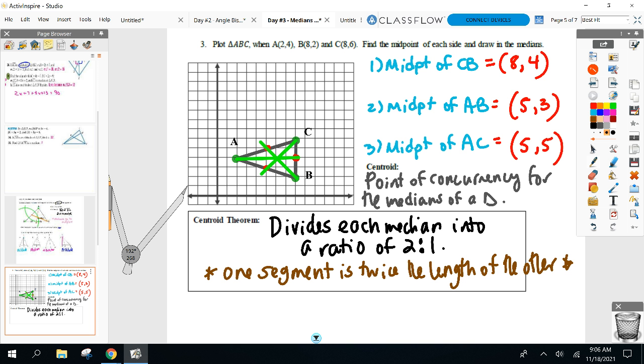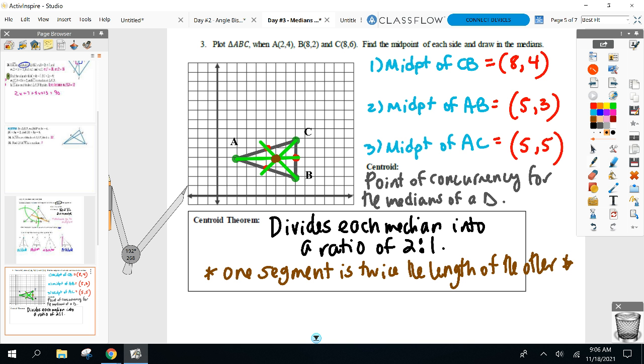Go back to your graph when you're done writing. Go back to your graph. Everyone remember, this is my centroid, right? That's my centroid. Watch. Look at the median from point A.